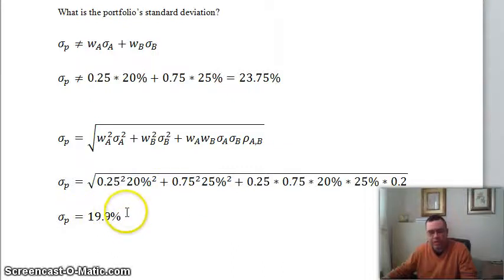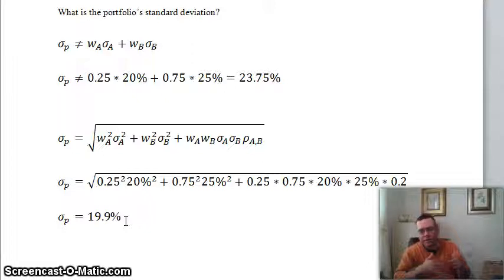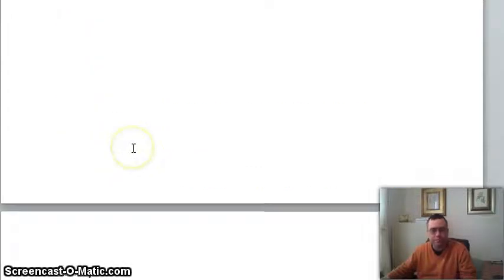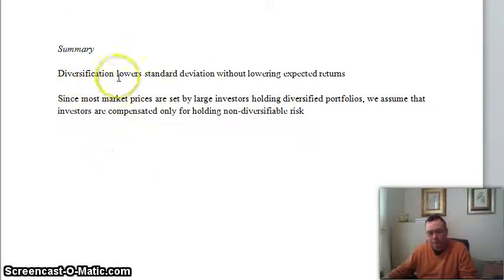And so the actual correct answer is 19.9% standard deviation, which is less than if you were to do just a straight weighted average. Why is it less? It's less because of diversification. There's times when A goes up and B goes down and they cancel each other out. But note, you haven't lost any expected return. Your expected return is still just a straight weighted average of the two individual expected returns. But because of diversification benefits, the standard deviation isn't as high as it would be if it was just a straight average. So in summary, diversification lowers your standard deviation without lowering expected returns.